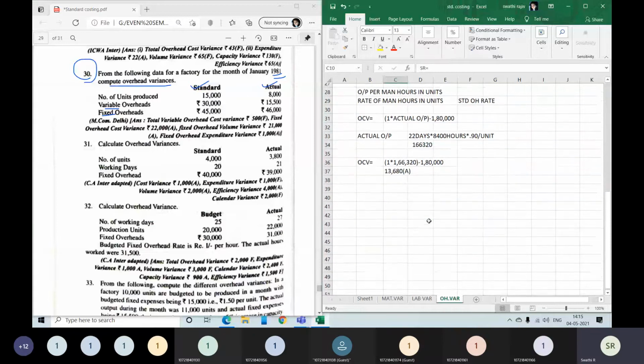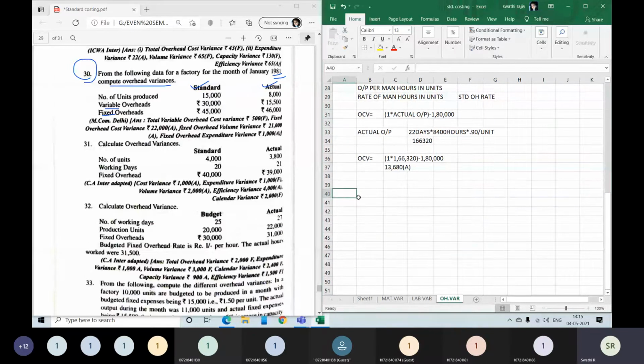Overhead variances. The 28th and 29th questions are there to do, but we'll do only the questions that are needed for our exam. Number 30: January 1981, compute overhead variances. What is first? As a usual practice, we will write whatever is given to us, budgeted and actual.